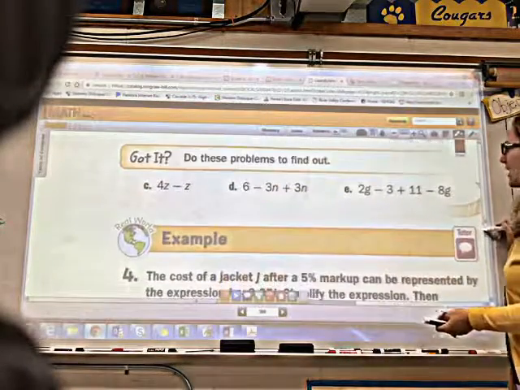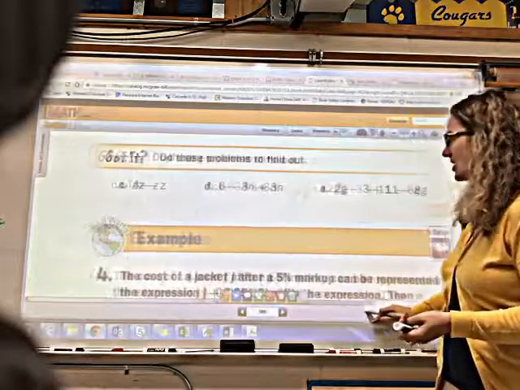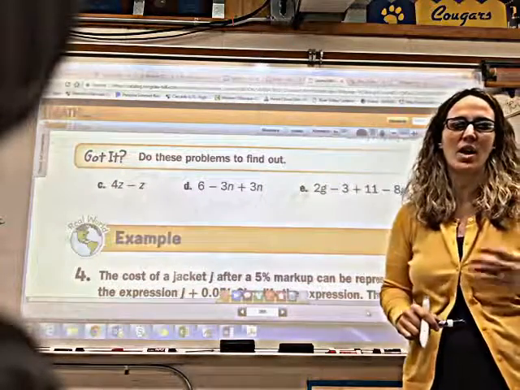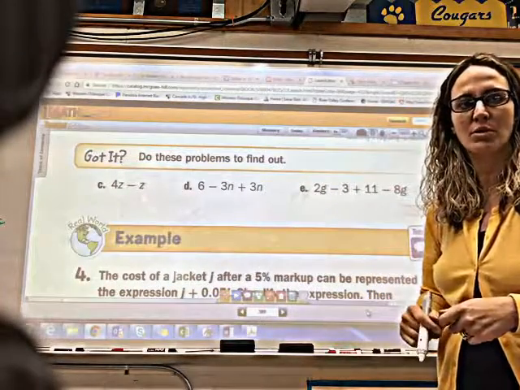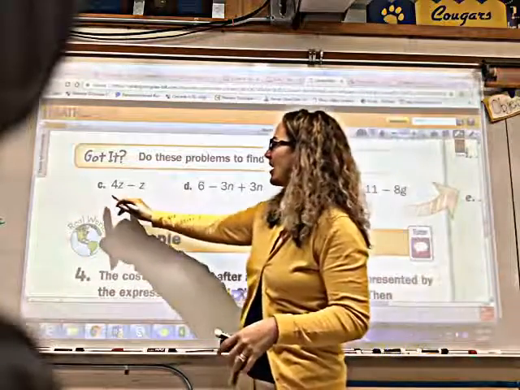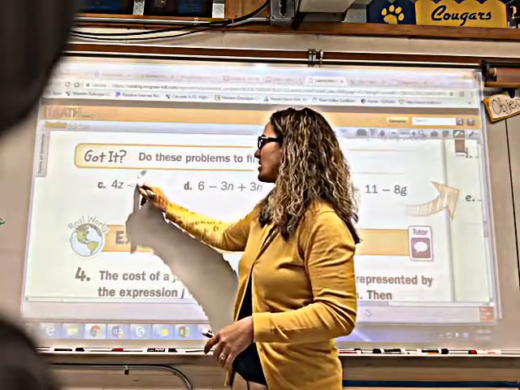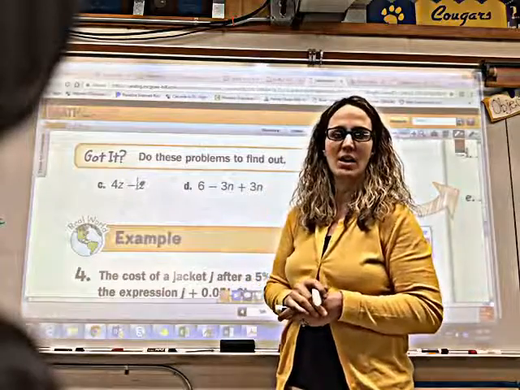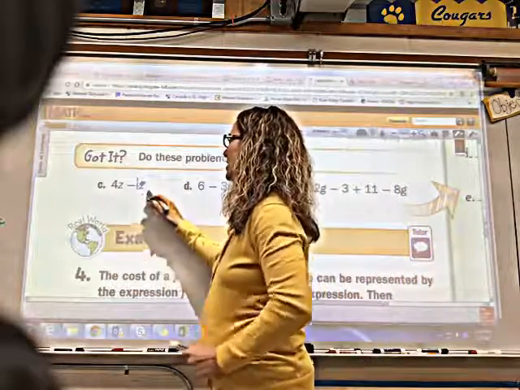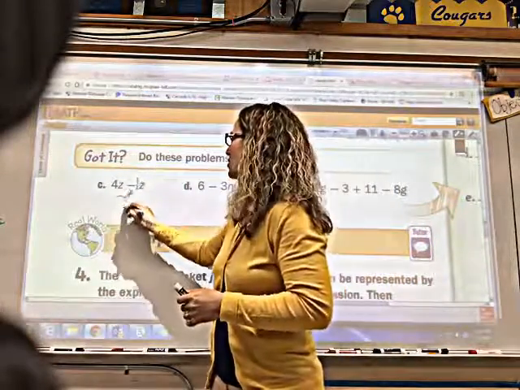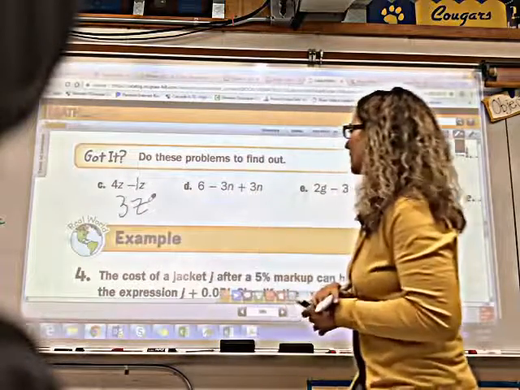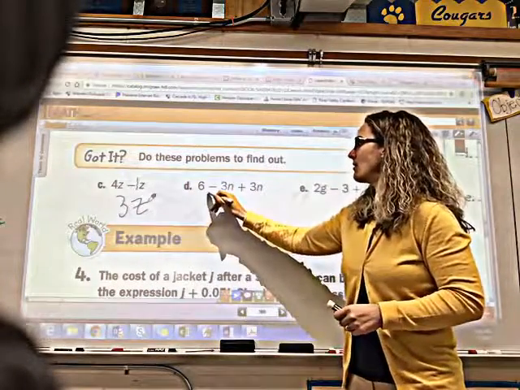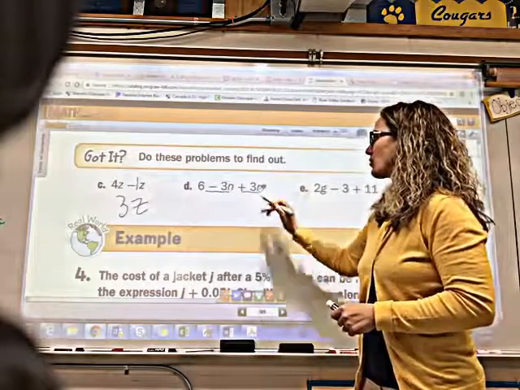As we take a look at our got it problems here, we'll kind of work on these together. If you want to try them and then check, you're more than welcome to pause and do that. Taking a look at letter C, I've got 4z minus z. Technically there's 1z there. I can combine both of them, so 4 minus 1 should leave me with 3z.